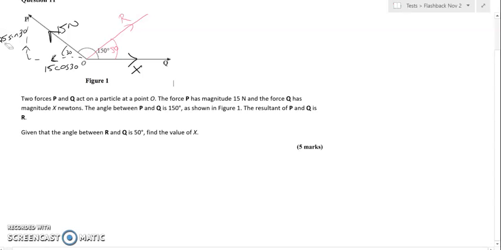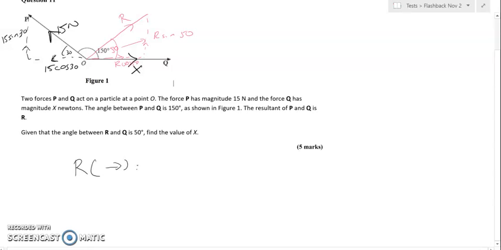And then we know that the resultant is going to be R. Okay, let me just write that one more time. 15 sine 30. Right, the resultant is going to be R. And the horizontal component of R is going to be R cos 50. And the vertical component is going to be R sine 50. And we can see it's going to the right and upwards.